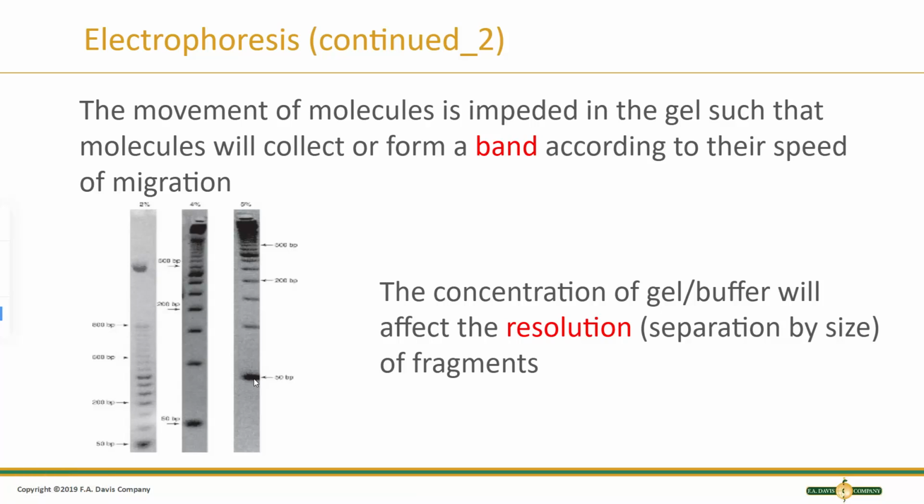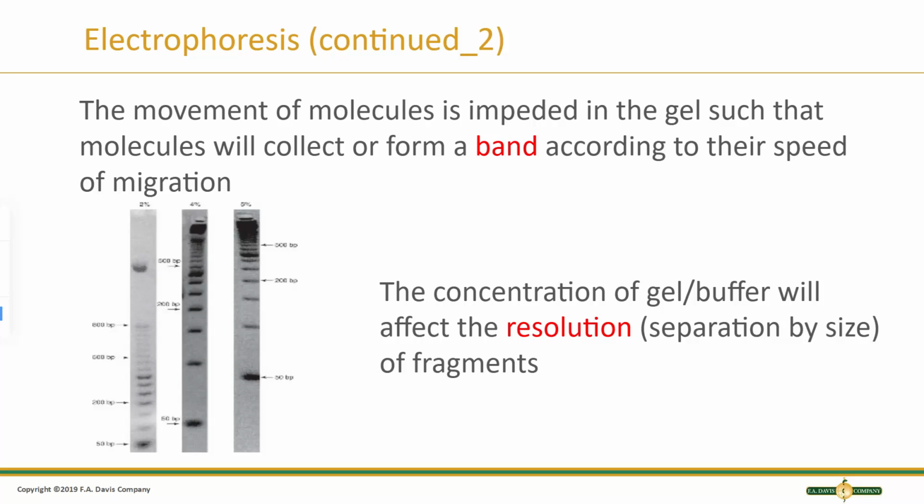So higher voltage is going to get it through a lot faster. But sometimes we don't want DNA to go through really fast. If bands are really close together, we can adjust the percentage of the gel, and we can also adjust the voltage applied to the gel. And if we run it for a certain amount of time, we can mess with the time.